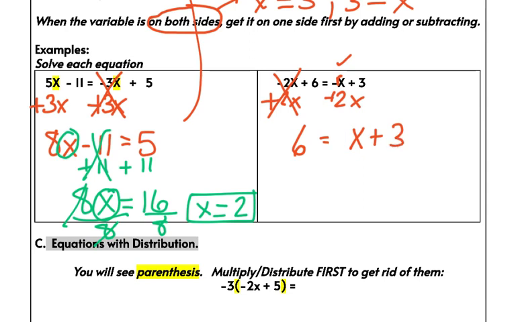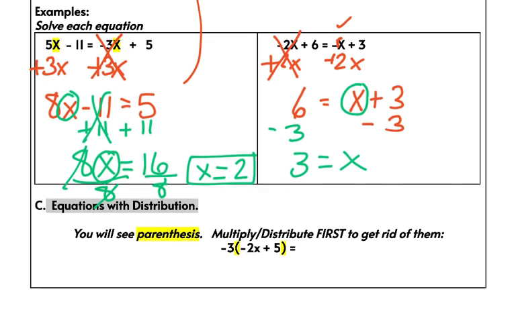When it's a 1, not necessary, but it's there. So really now all I need to do to attack that x, and it's on the right-hand side, so I have to get rid of all those numbers on the right-hand side, which is just a plus 3. So I subtract 3, bam, I get 3 is equal to x. Okay? Now, our last kind here for this video.